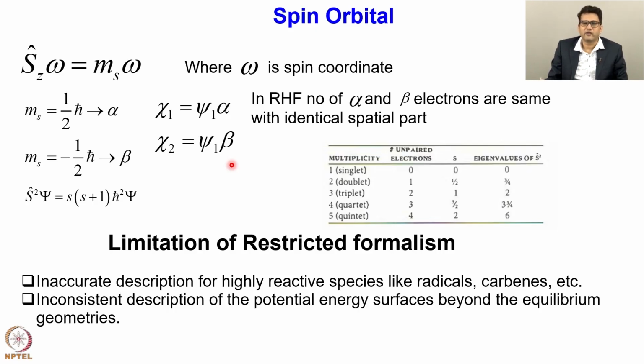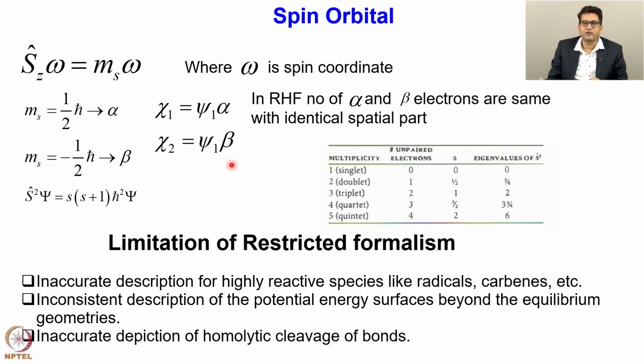A very straightforward example is the H2 molecule. If you try to describe the H2 molecule in RHF, it will dissociate into an H cation and an H anion, whereas we know that in an ideal case it should undergo homolytic cleavage. This is the problem with restricted Hartree-Fock: it gives an inaccurate description of homolytic cleavage of bonds, and it cannot describe spin polarization.